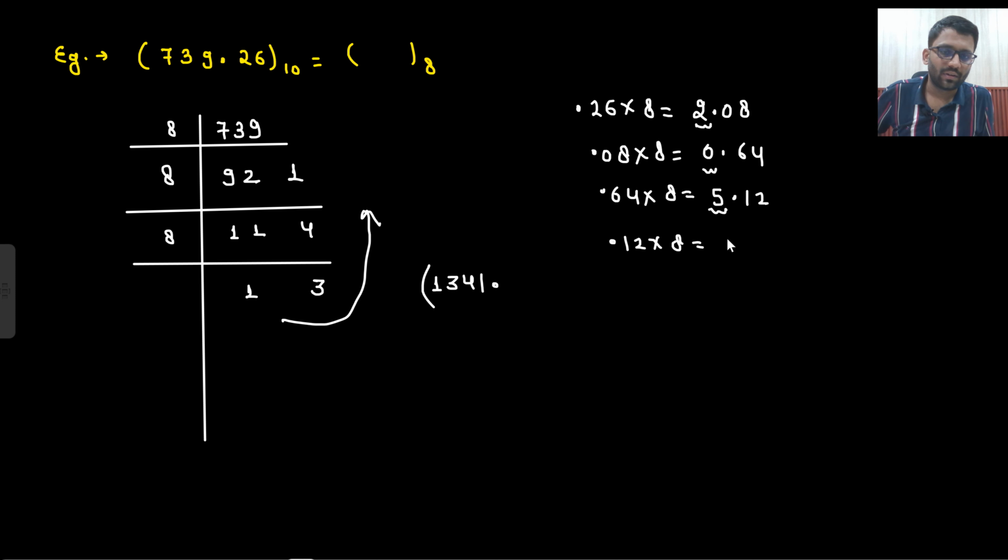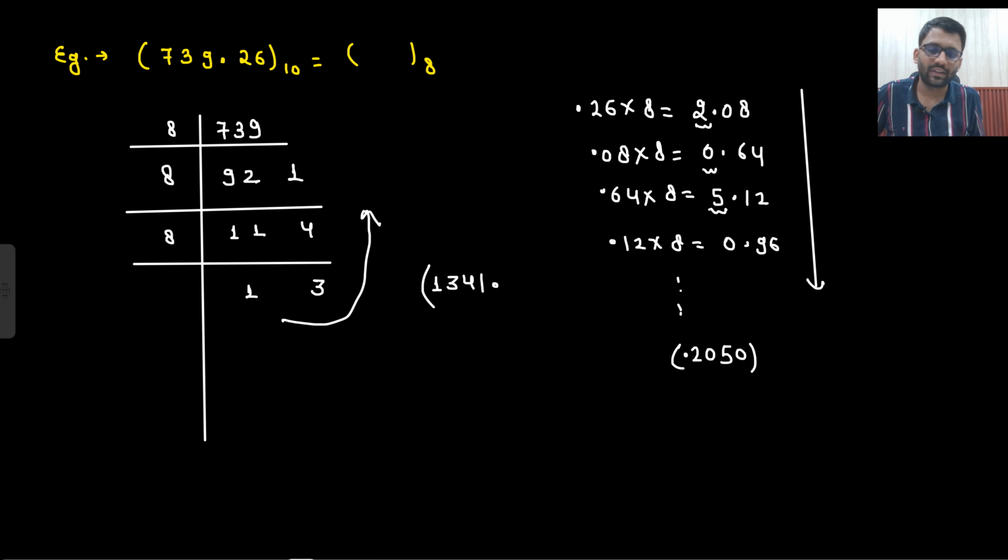What will I get? 0.12 into 8, sorry, 0.96. So I can keep on doing it, but I just need to write till 3-4 digits. I will go from up to down. So what is the number I am getting? Only the integer part you need to look at. 2050.